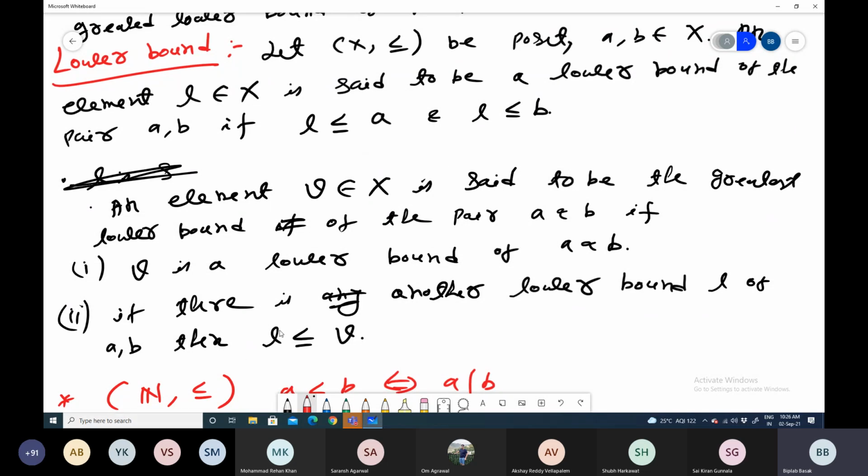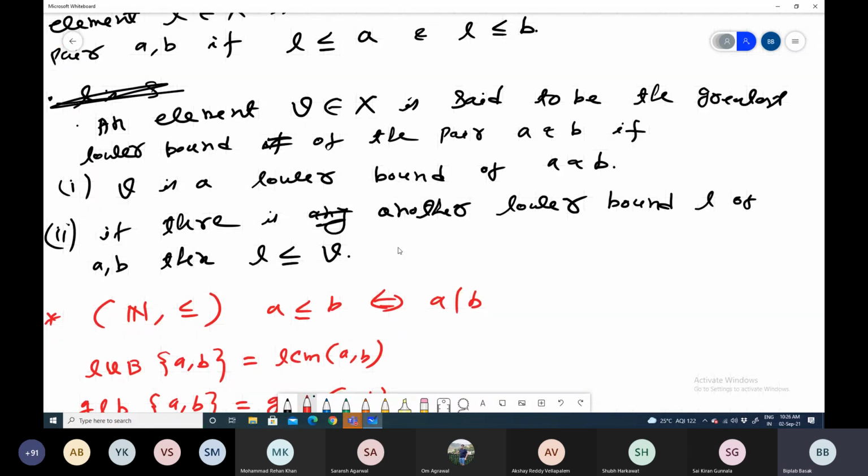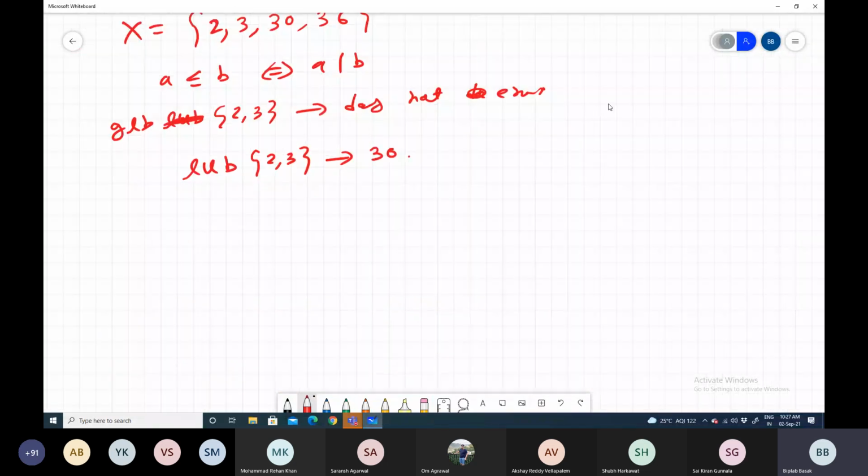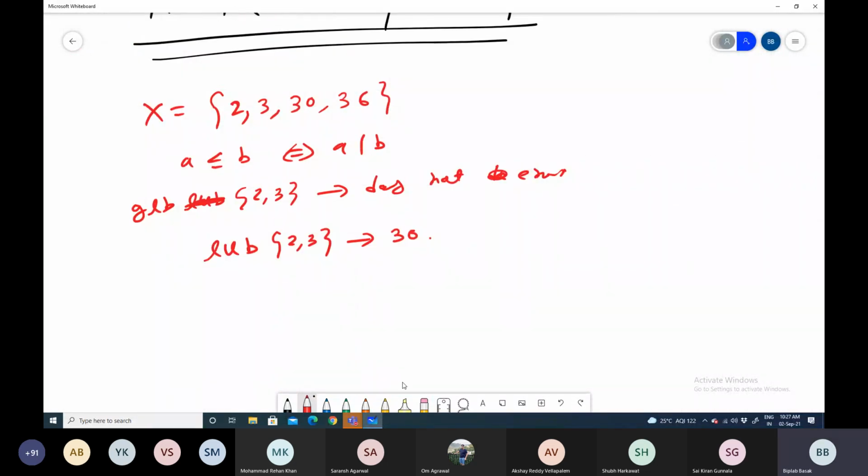So if there is another, right, that second property does not satisfy here. Right. Thank you. So we cannot say that 36 is the least upper bound or that 30 is the least upper bound. So it also does not exist.